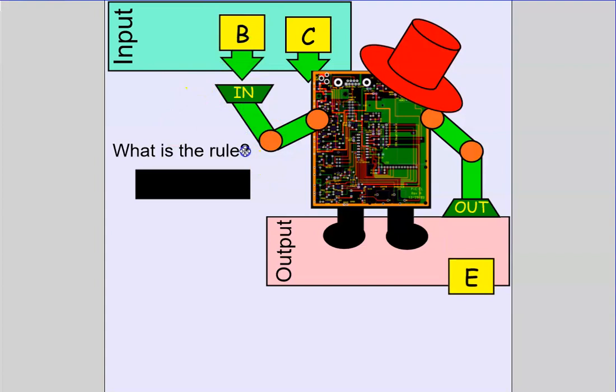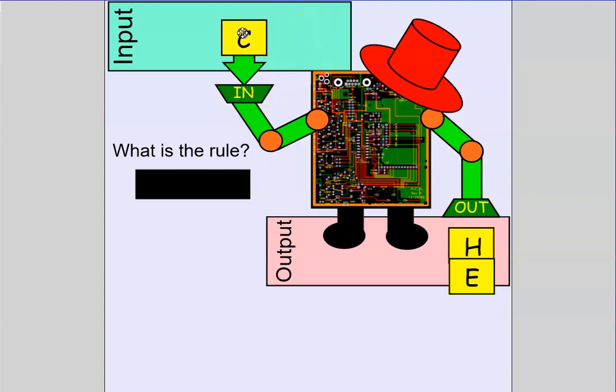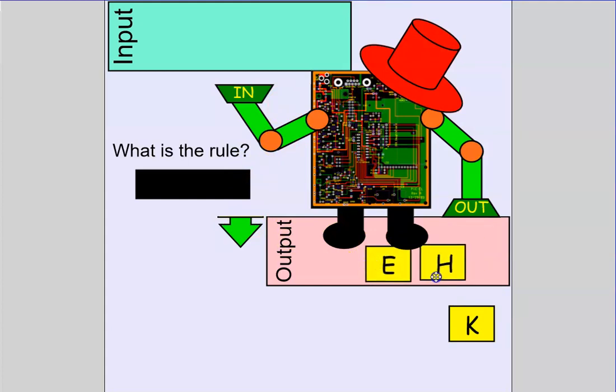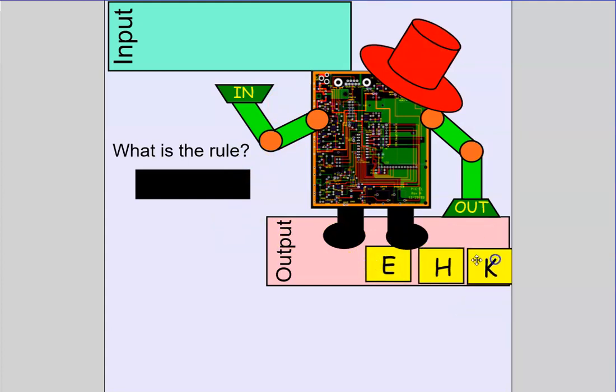In goes an A, out comes an E. In goes a B, out comes an H. In goes a C, out comes a K. I'll give you a second. Remember, it was A, B, and C. If you need to pause the video, think about that for a second.